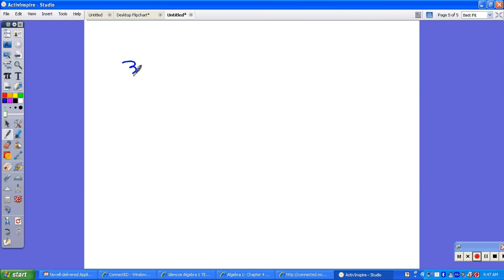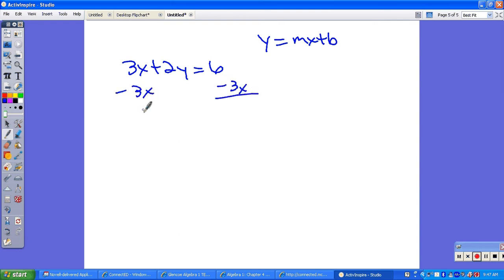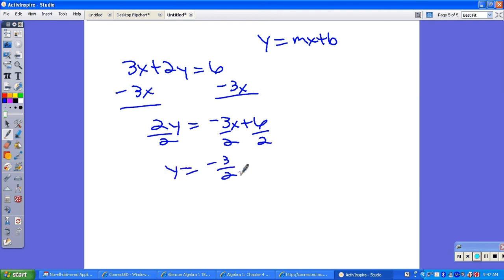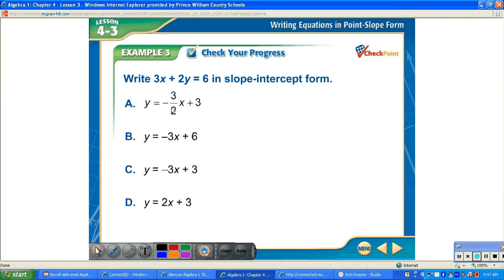So we have 3x plus 2y equals 6. We're doing y equals mx plus b, slope-intercept form. So we're going to subtract 3x from both sides. So you're going to have 2y equals negative 3x plus 6. And then you're going to divide through by 2. So y equals negative 3 halves x plus 3. All right, and that's what we got. Let's see what they get. So, should have been A. And it is. That's how you do that.